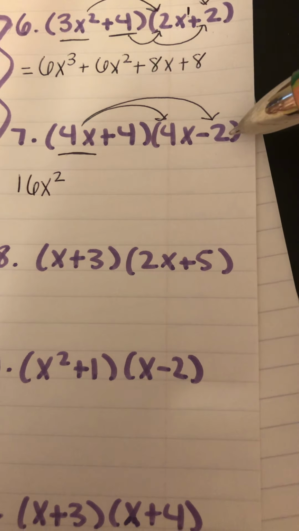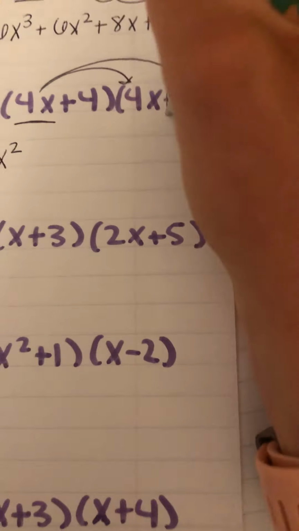Now I'm going to do 4x times my negative 2. Remember, very important that you keep that negative in front of the 2. 4 times negative 2 is negative 8, but there is a variable here, so we have to make sure we write that down as well.